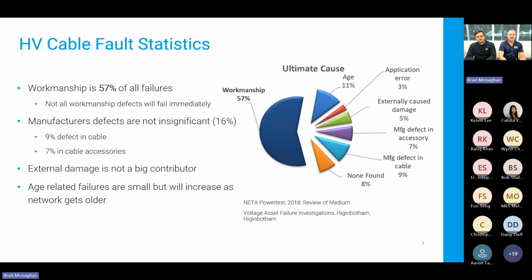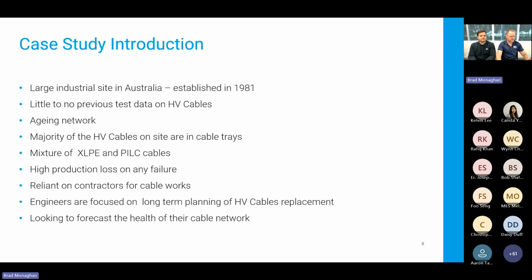So when we look at some HV cable fault statistics, this is a study that was done by Higginbotham and Higginbotham in America in 2018. They took a cross-section of cables that had failed and looked at the root cause of the failure. Workmanship was 57% of the cable failures. Aging was 11%, and all the other types of causes you can see there on the right-hand side. Many studies have been done on many different cross-sections of cables. Workmanship is usually the cause. Usually cables blow up in their cable joints and in their terminations. That's just a pretty general, common piece of information.